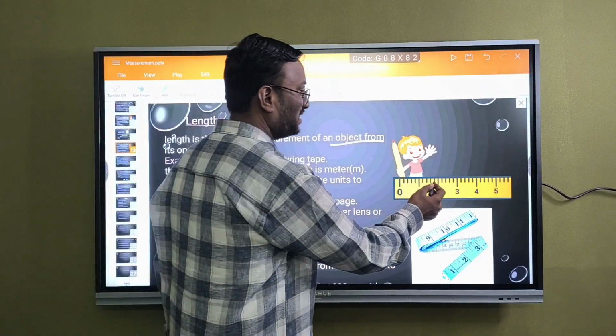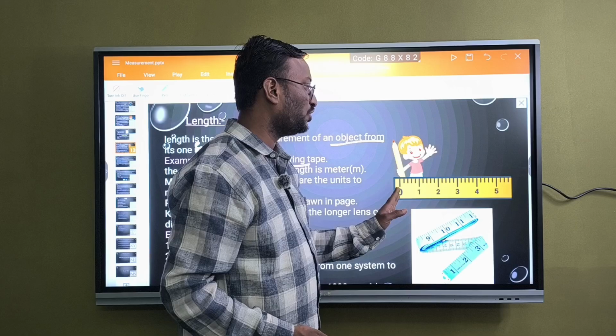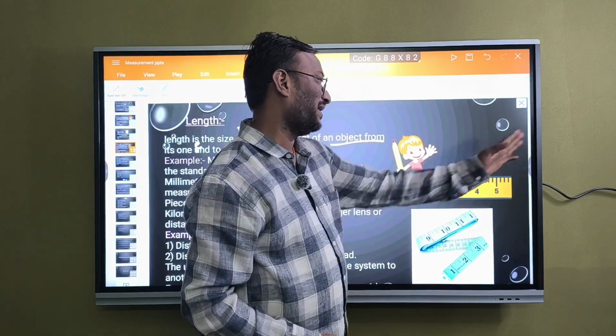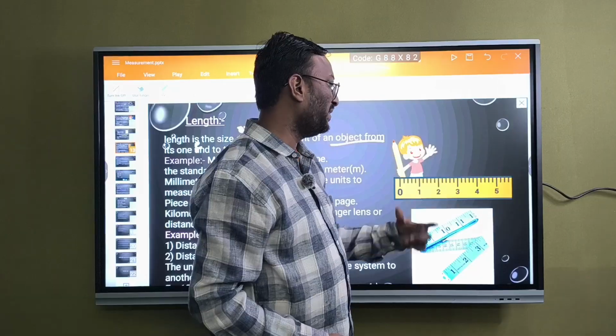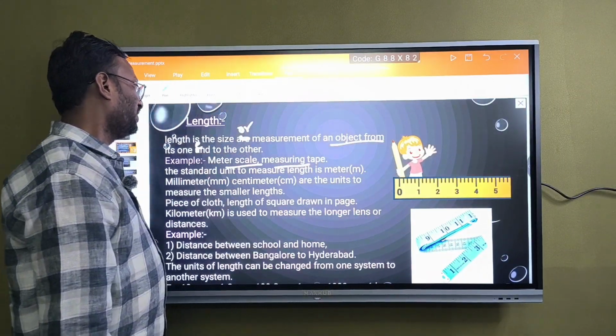So this is a meter scale. This is not actually a meter, this is a scale. A meter scale generally will have 0 to 100. It is only up to 5 here. 0 to 100 the scale will be. That is called a meter scale, and this one we call a measuring tape.